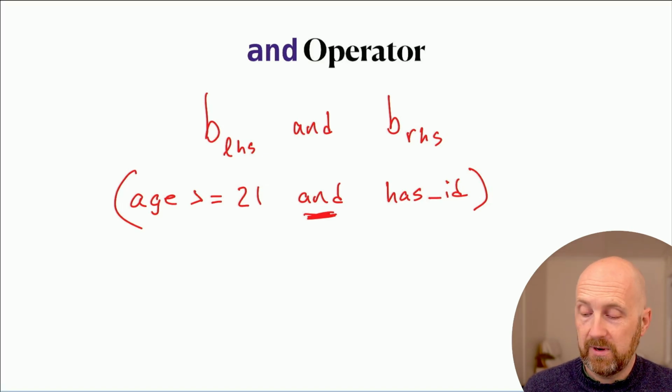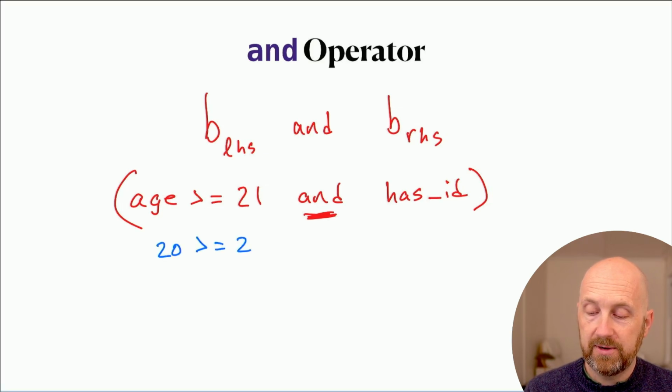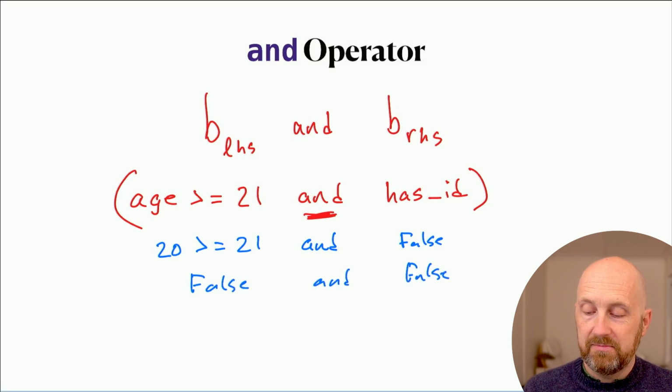And let's reason through why. Let's imagine that age was 20. So 20 greater than or equal to 21. And has ID, let's say that was false. Well, this is false and false. And if you're 20 and you don't have an ID, that doesn't get you into the building, even though both of these things are false.